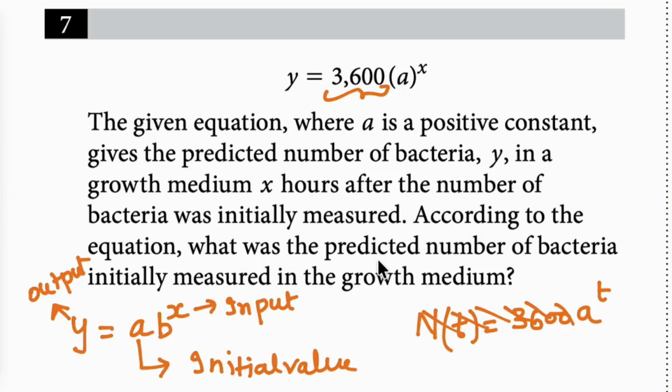According to the equation, what is the predicted number of bacteria initially measured? So that means what was the initial value? 3600. So this question is only about how you interpret the equation. And do you know the meaning of every single term or factor or variable, whatever is given there? If you know that, then this question is just checking your knowledge for that. So initial value is 3600, right?